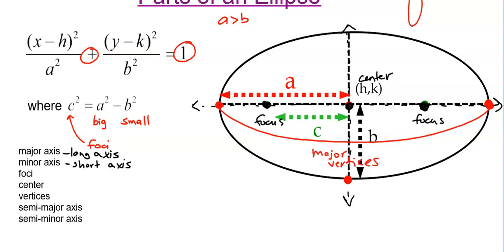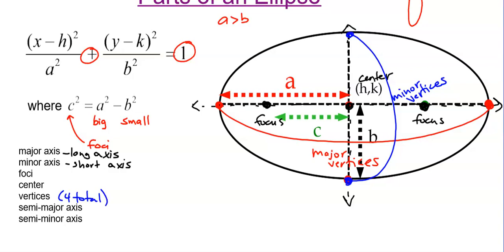And then these guys are your minor vertices. So you're going to end up having 4 vertices total, 2 major and 2 minor. And those are just going to kind of help you make your edge. So you'll end up with 4 total. Okay.